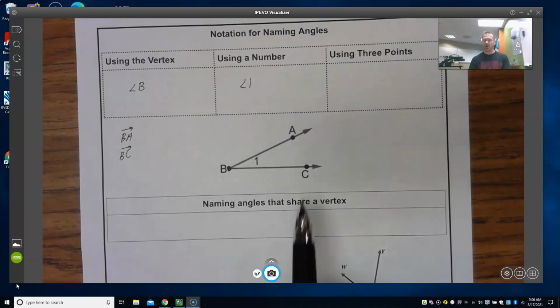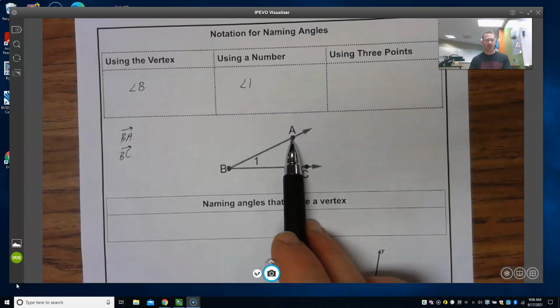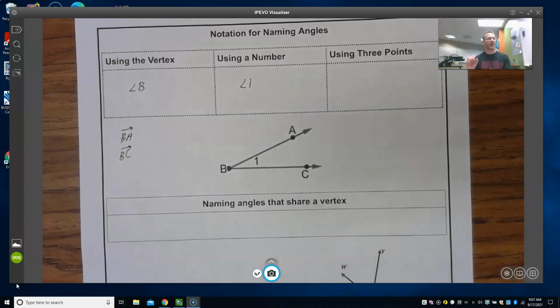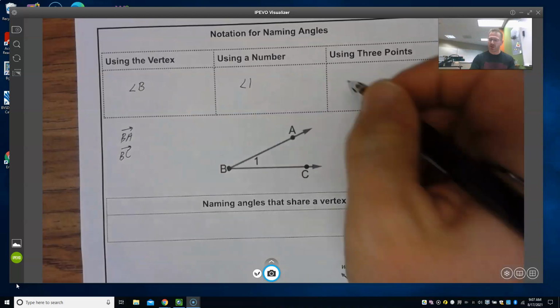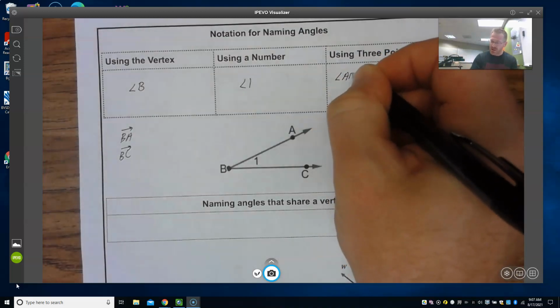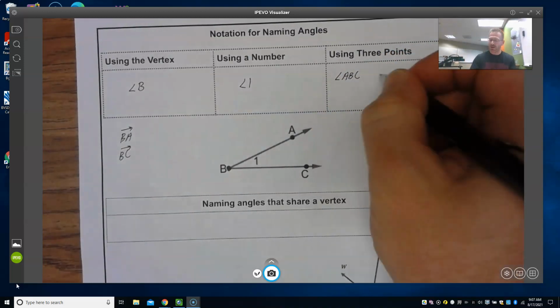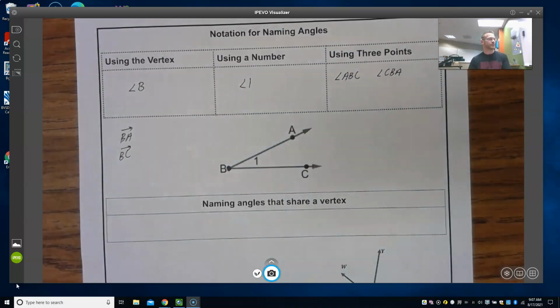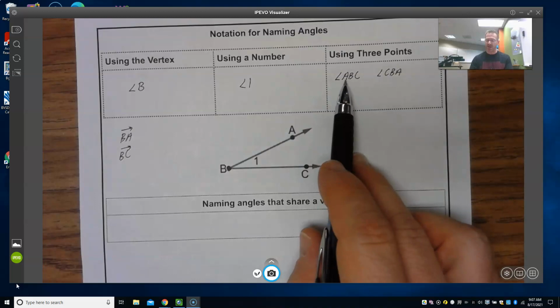Now, sometimes I have to use 3 points. And so what we do is we use 1 point on one ray, we use the vertex, and then we use the point on the second ray. Now, the key is when you use 3 points, the vertex always has to be the middle. So I could say angle ABC, or I could say angle CBA. Those mean the same thing. All right. So ABC, CBA.